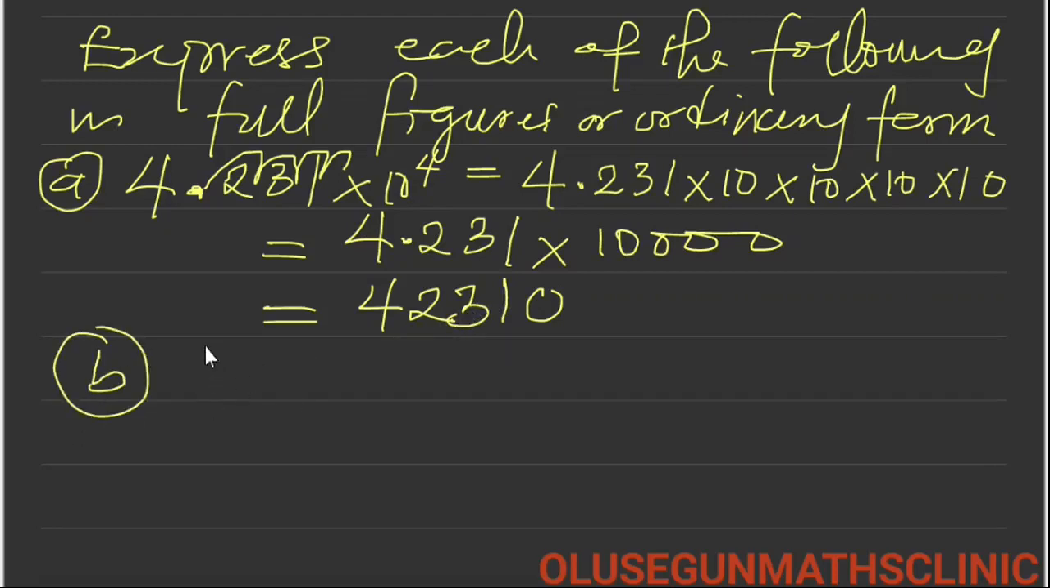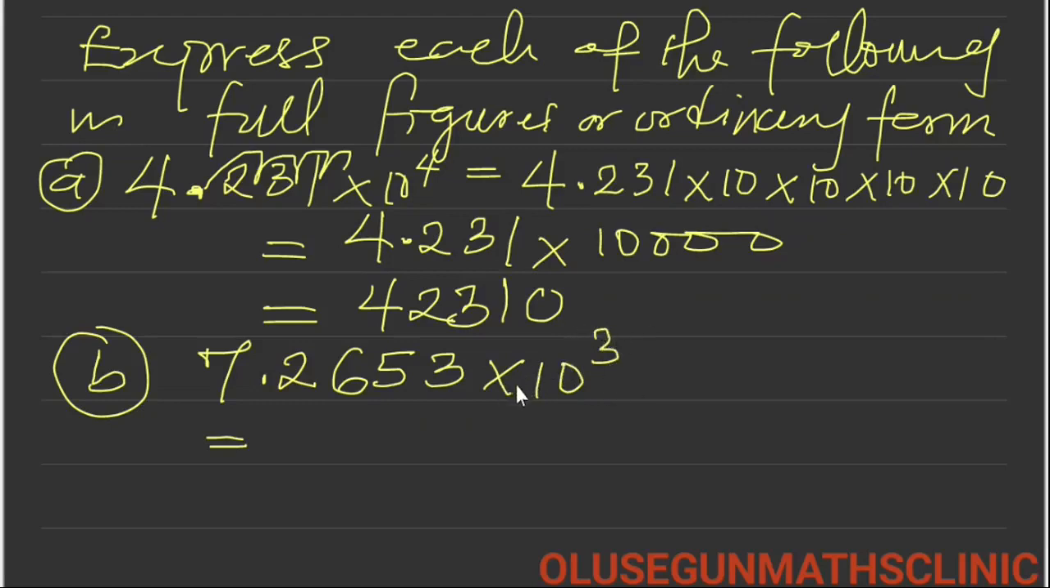It said 7.2653 times 10 raised to power 3. So you are going to apply the same rules. It is positive since the symbol here is +3. The plus might be silent. If it is minus, it cannot be silent. But because it's plus, you might not need to write the plus any longer. So therefore, you now try to shift like 1, 2, 3.